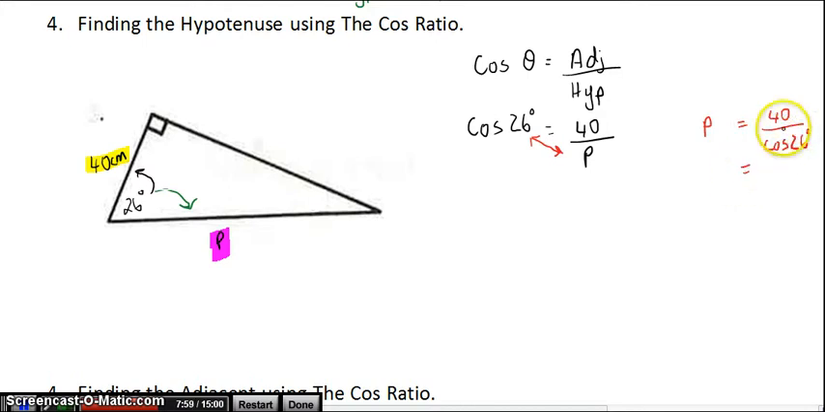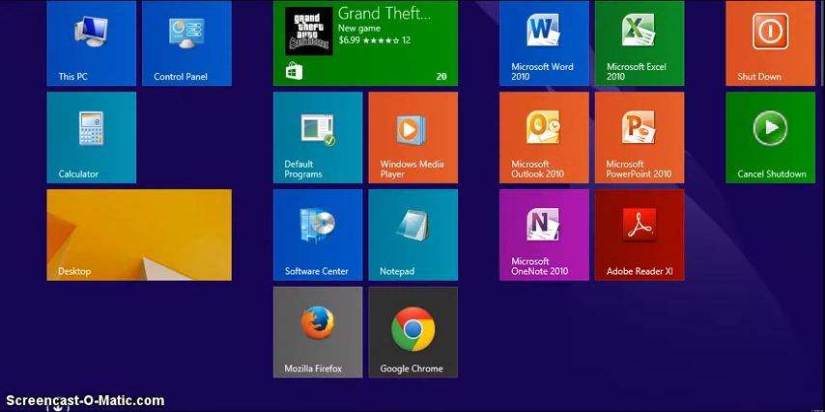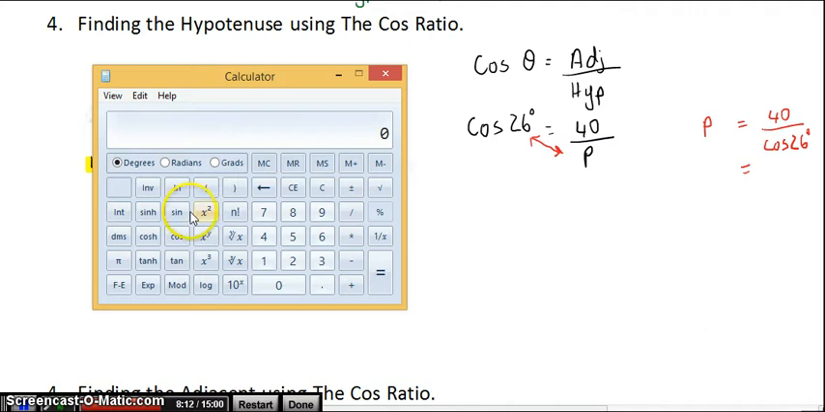Okay, and then you can simply put that in your calculator. So let's bring our calculator up. And we get 40 divided by cos, I might need to put that in brackets on this particular calculator, let's clear it. 40 divided by bracket cos 26, close bracket.